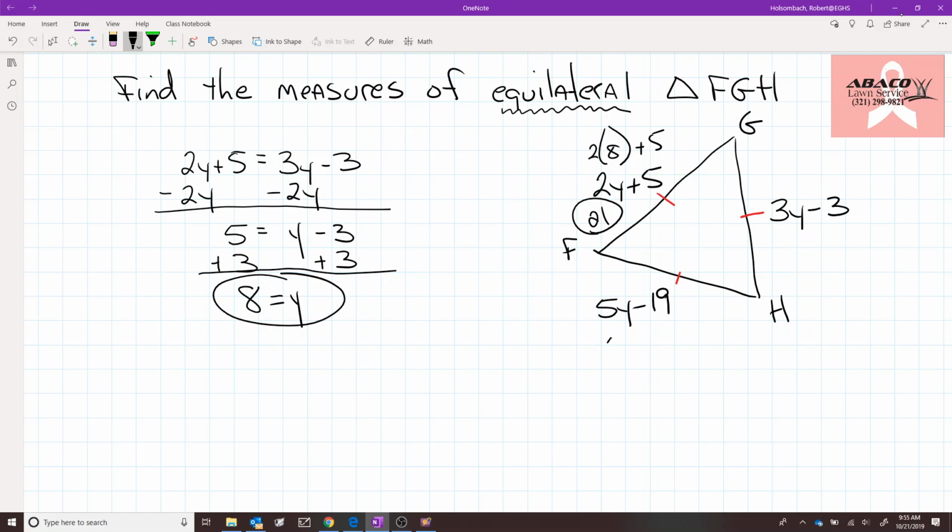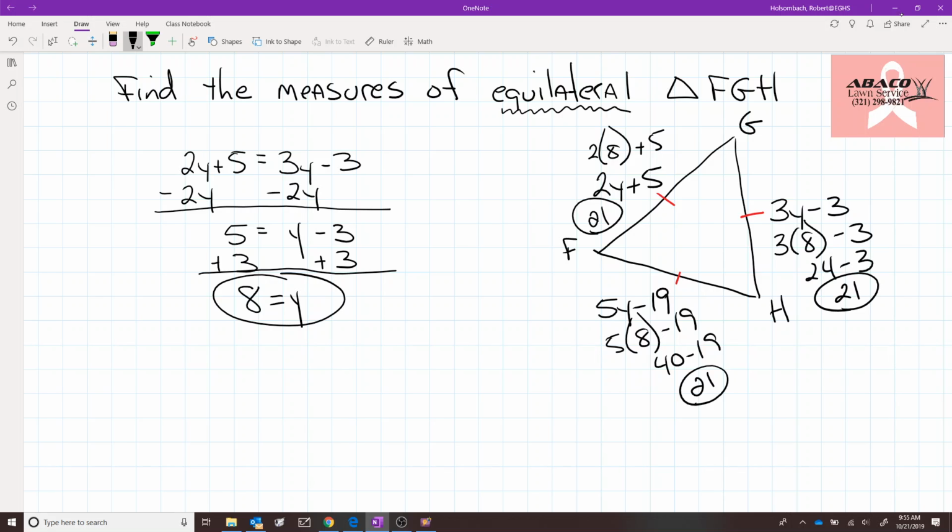5 times 8 minus 19. That's 40 minus 19. Yeah, that's 21 too. And 3 times 8 minus 3. That's 24 minus 3. Yeah, that's 21 as well. So the math is right. Any questions? All right.